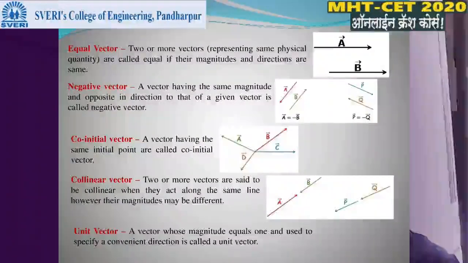And the last type of vector is the unit vector. A vector whose magnitude equals 1 and used to specify a convenient direction is called a unit vector. In a unit vector, very important is a vector whose magnitude equals 1.